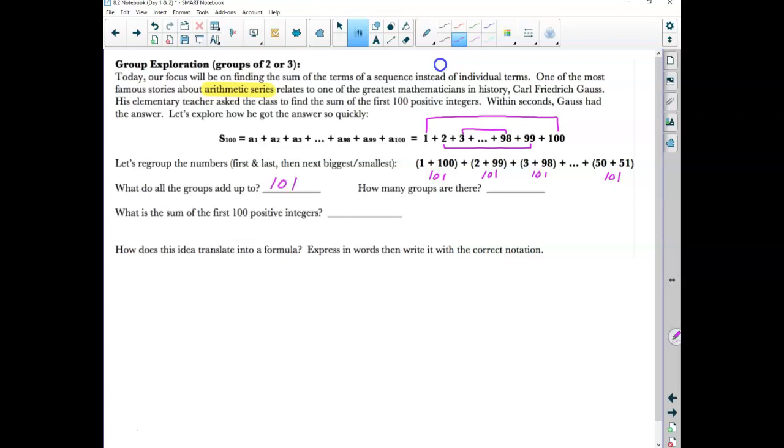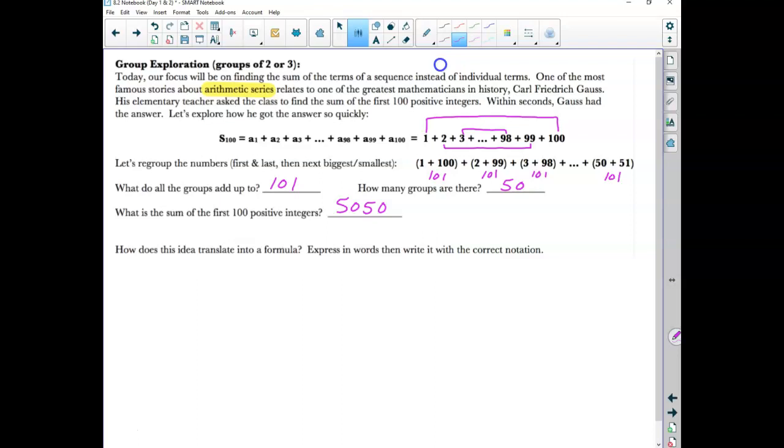Well, if he had 100 terms and he added 2 of them together each time, wouldn't that mean that there are going to be 50 groups of 101? So what is the sum of these? Well, that's going to be 101 times 50, or it's going to be 5,050. How does this idea translate into a formula?